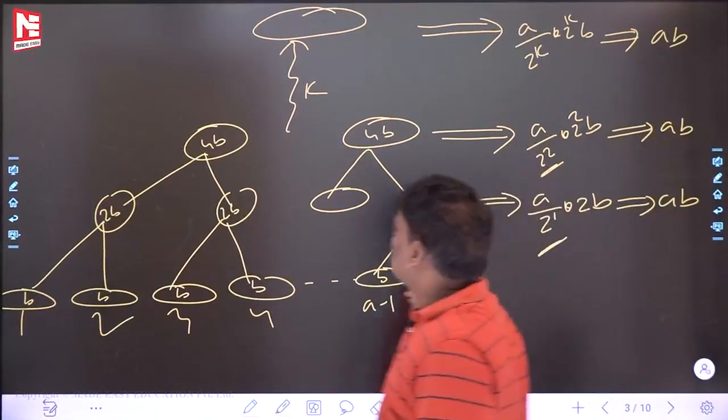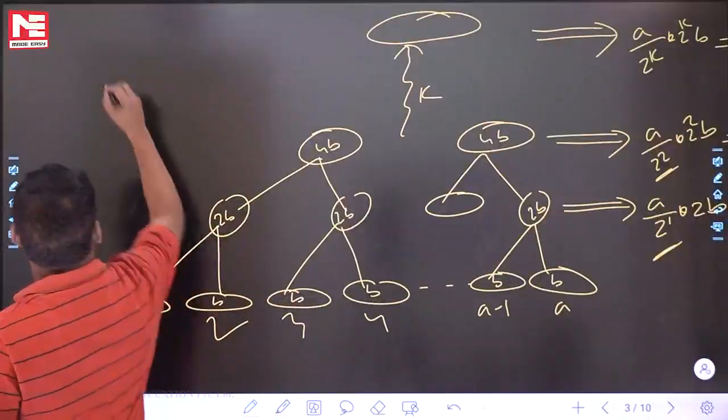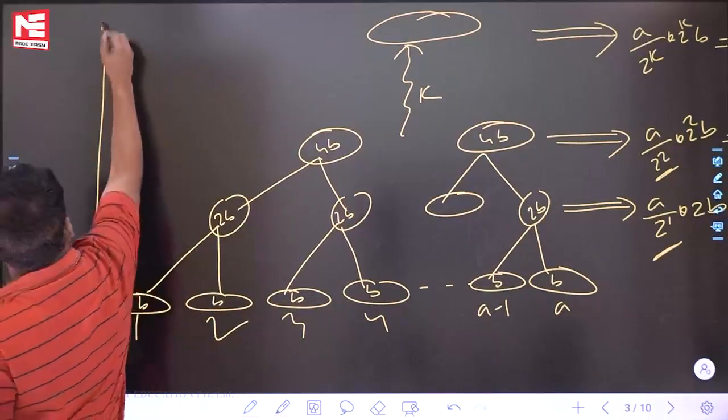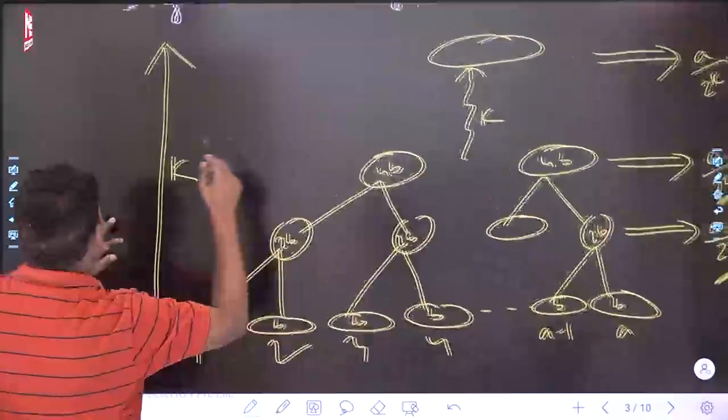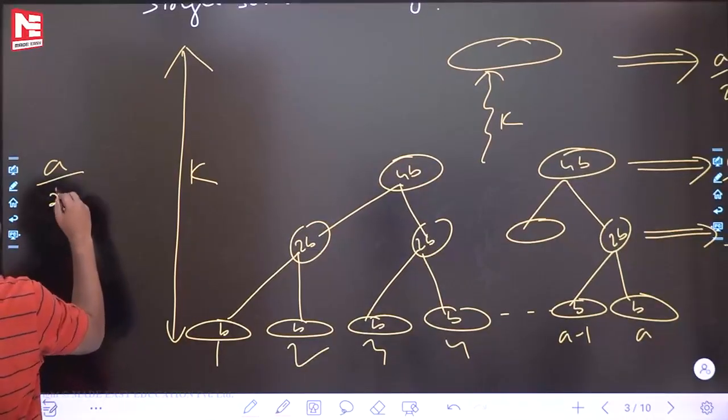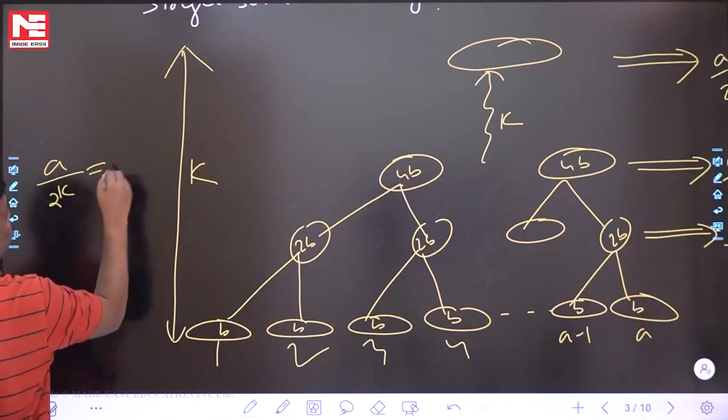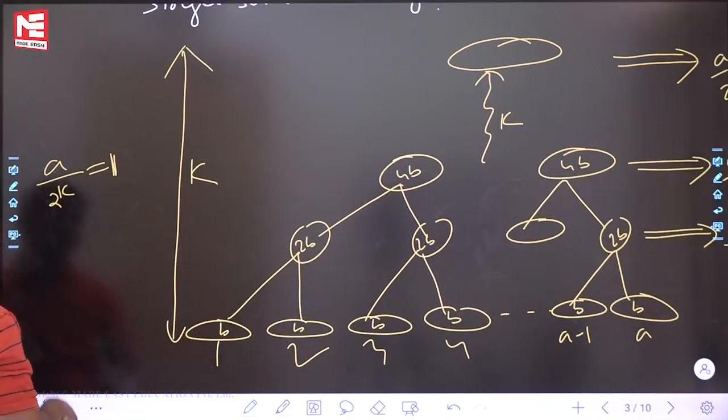Now some people are asking, sir, what is that k value? How to find out the k value? If you do k times, a/2^k groups are there. See, a/2^k groups came after doing k times. It should be 1. That is the reason I stopped. Otherwise, why would I stop?